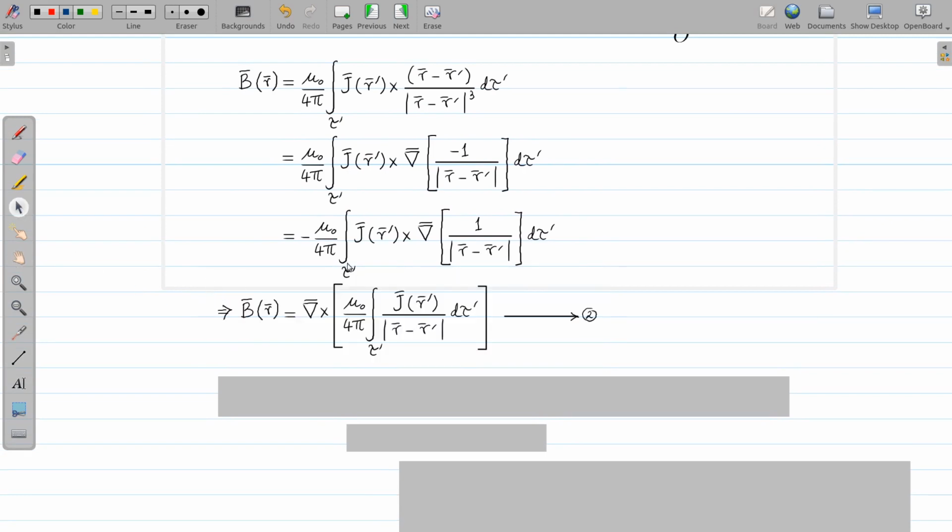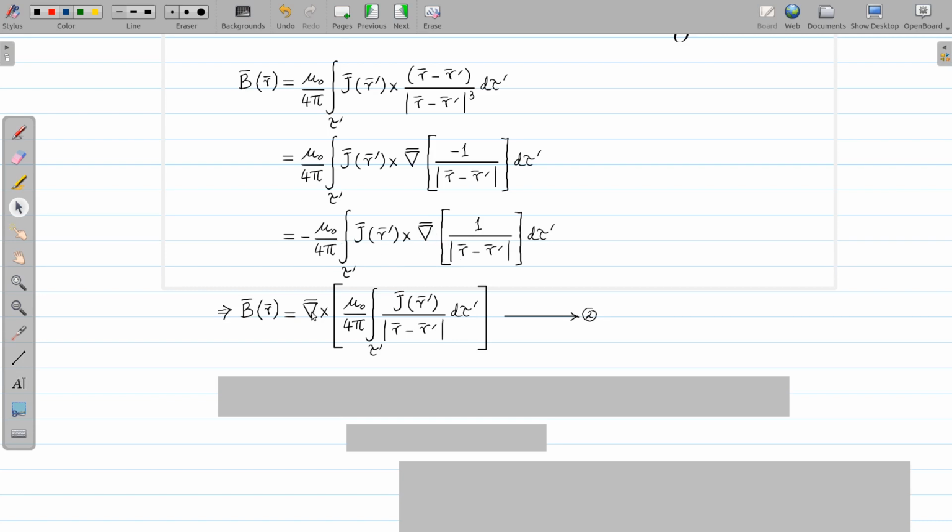Now I can always take this nabla outside, and there is a cross product here. Cross product means the order has to be maintained. I can take this nabla outside, because this nabla is the differentiation with respect to r, not with respect to r prime. When I say nabla, it is differentiation with respect to r. So we can always take it outside.